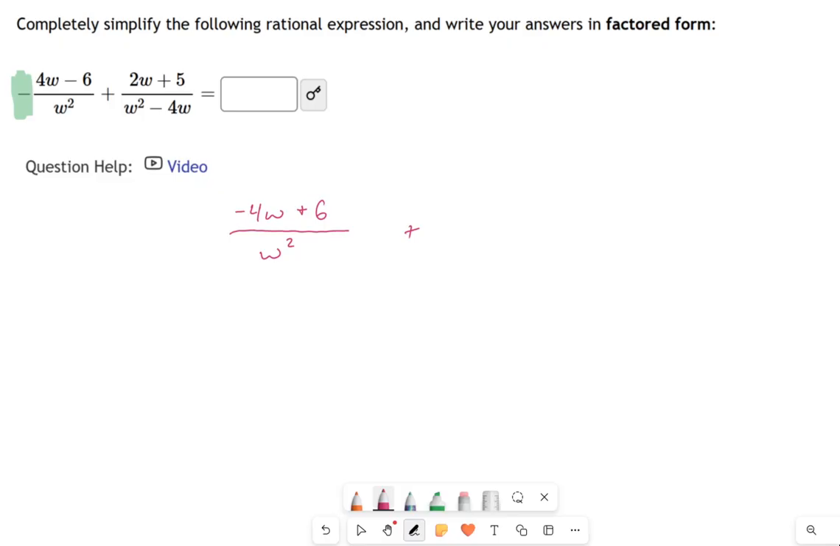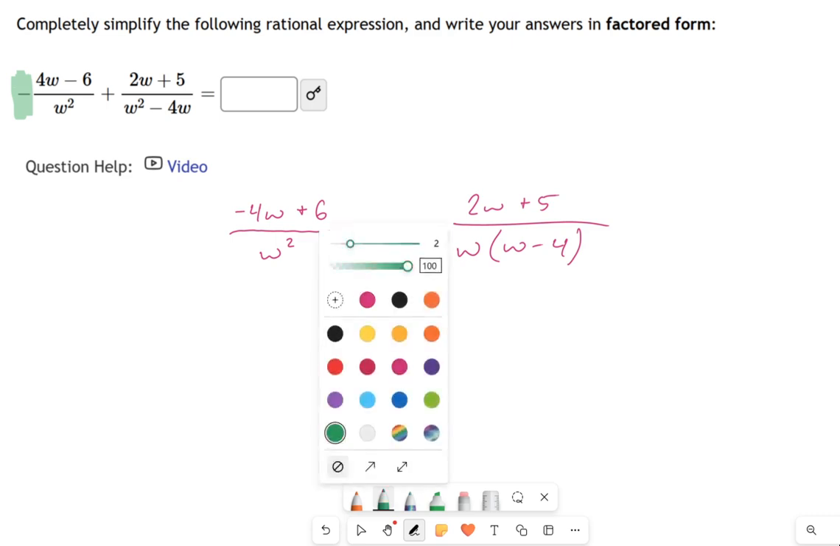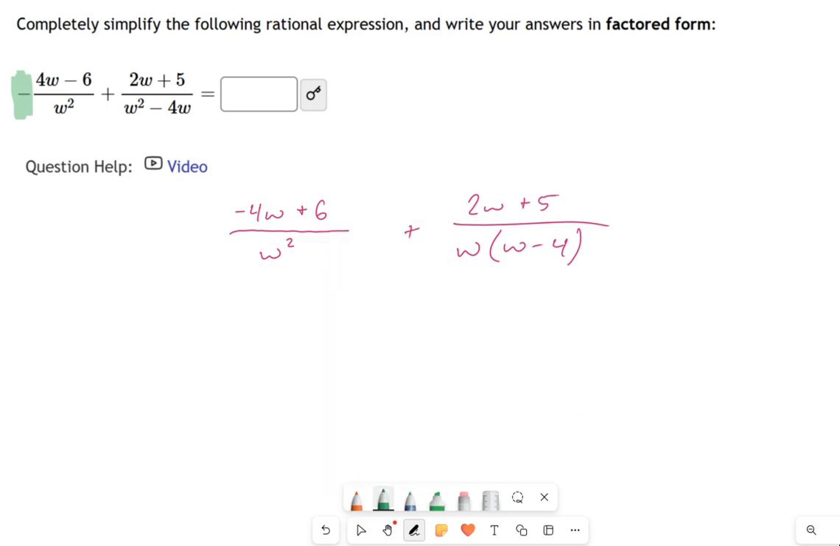And then I'm adding another fraction, 2w plus 5. That's fine, but its denominator is what I care about. That's going to be w times w minus 4. And I'm factoring this out on purpose because I want to see what exactly those denominators have that maybe is not common. If you look at this denominator over here, that's a w squared. The one on the right does not have a w squared. It has a w and a w minus 4. So we're going to multiply an extra w into that one.